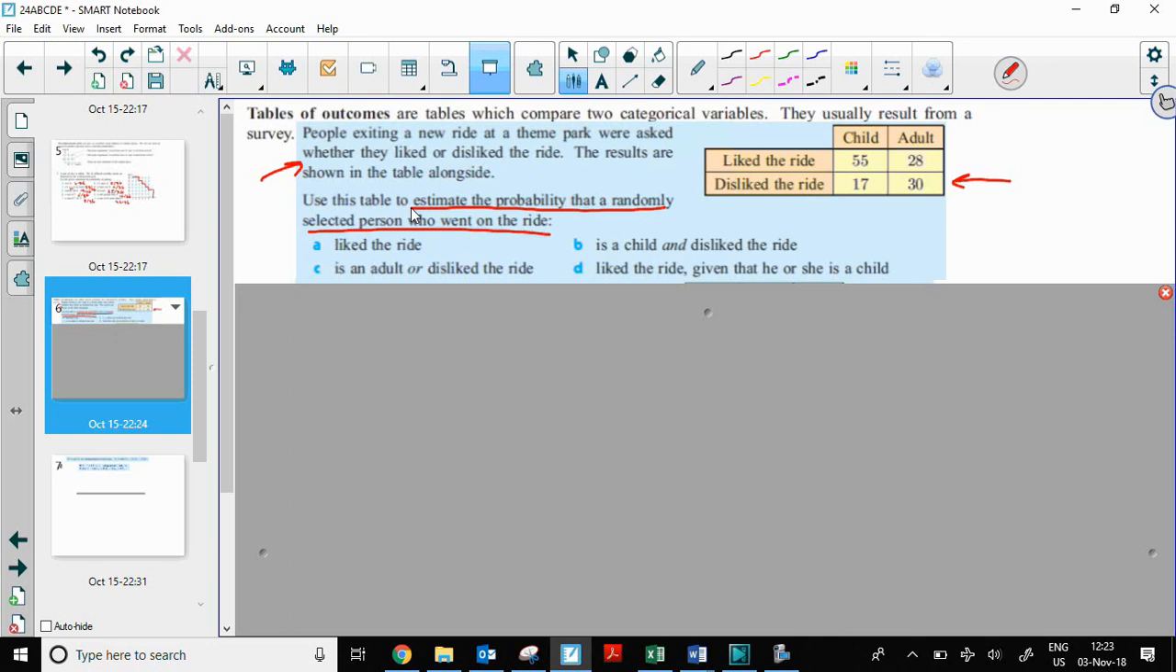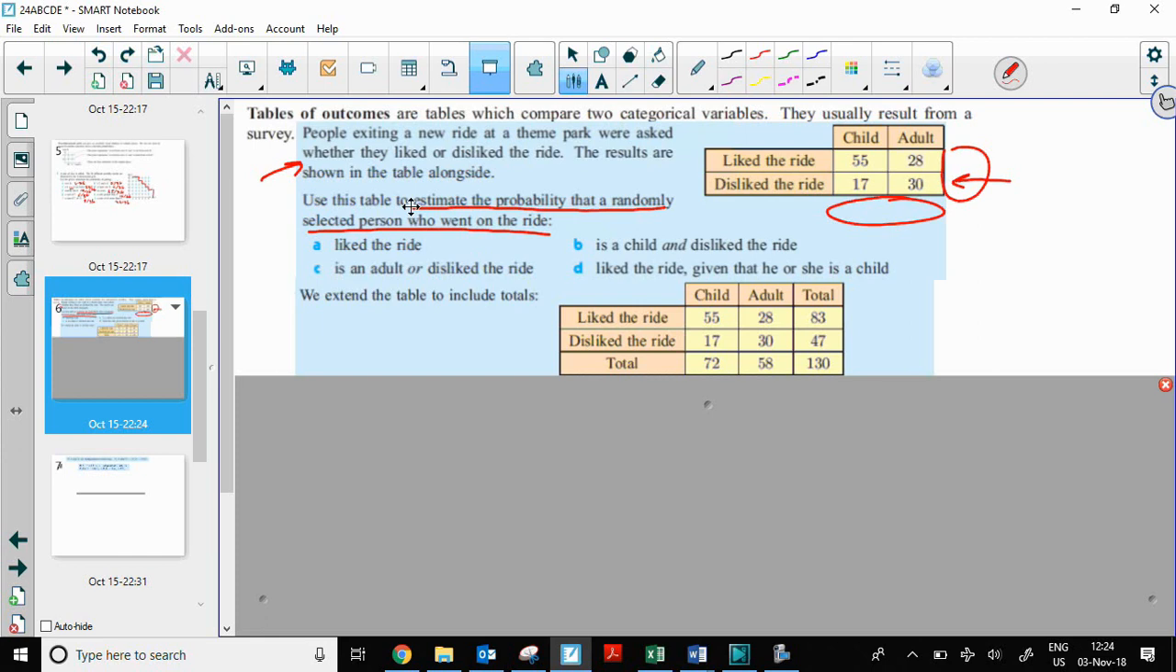Anyway, the trick here is to actually expand the table and give yourself more information than is immediately available to you. Like maybe get some totals. Like I would like to know the total number of adults, of children, total number of people who liked the ride and who didn't like the ride. So we're going to extend into an additional column and an additional row.